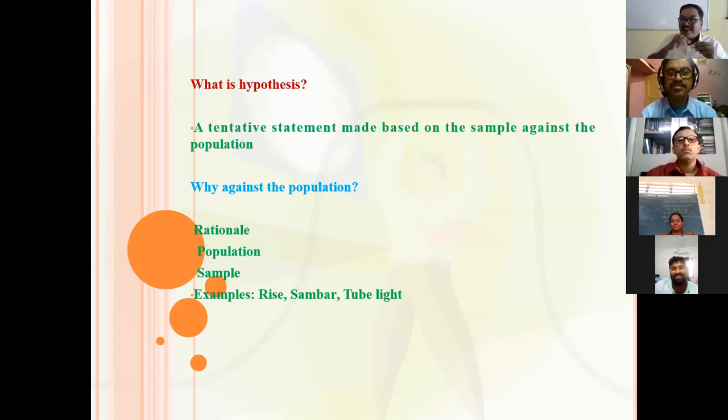Am I right or not? Sample test. Only testing the sample, and based on that you say yes, the sambar is good. If a company says the tube lights of my company will burn for 100 hours, how can you say I have tested? Have you tested all the tube lights? Is it possible? No. If you had tested all of them, burning for 100 hours, what tube lights would be left for sale? So like that, population cannot be tested. It's only the sample we can test.